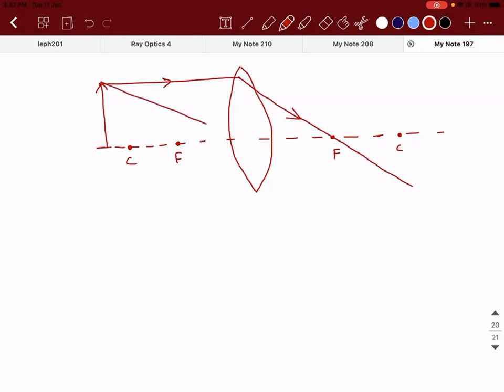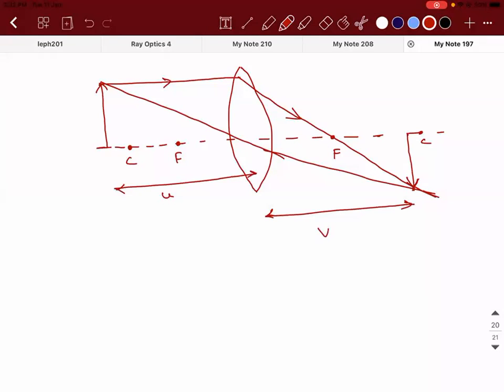Now, if I take a ray through the optical center, that is going to travel undeviated, right? When that is the case, you will get the position of the image between the focus and the center of curvature. It is similar to the concept of mirrors, except that the object and image in this scenario are on either side of the lens. So this is u, this is v, and this is the focal length.